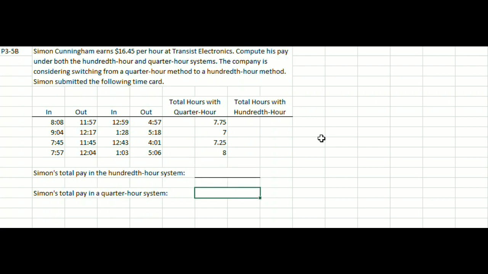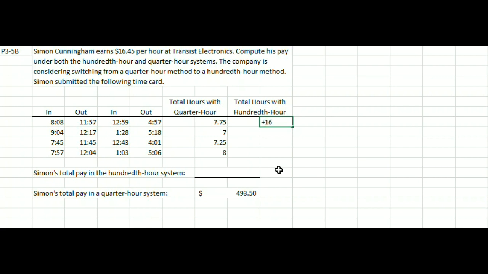To calculate total pay under this, we will take the 16.45 he makes per hour and multiply that by the sum of the hours that he worked. That gives him total pay of $493.50 under quarter-hour system. Now we will repeat the process using the 100th-hour system. For the 100th-hour system, the minutes are divided by 60 in order to reach the fraction of the hour they represent. We will also be working from out to in, from the end of the day to the beginning.